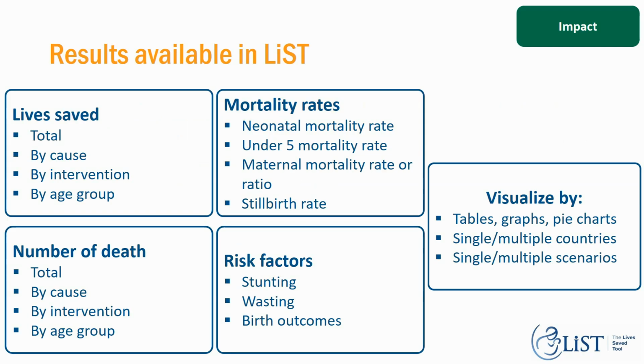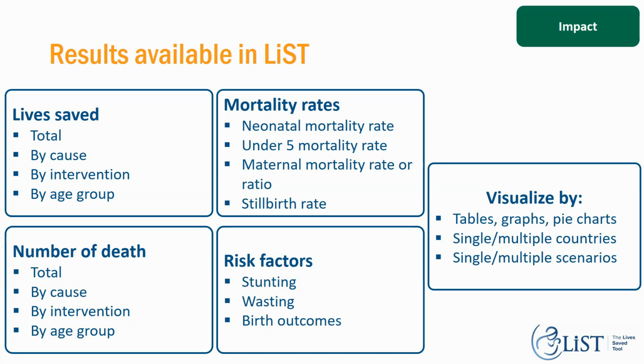So the results that are available in LiST, we can get, as you can imagine, based on the tool's name, the lives saved, either the total number of lives saved. You can get the number of lives saved by cause or by intervention or by age group. You can also look at different mortality rates. So we can look at neonatal mortality rates, under 5, maternal, either the rate or the ratio, and the stillbirth rates. We can look at the number of deaths. We can, once again, separate it out either total, by cause, by intervention, by age group.